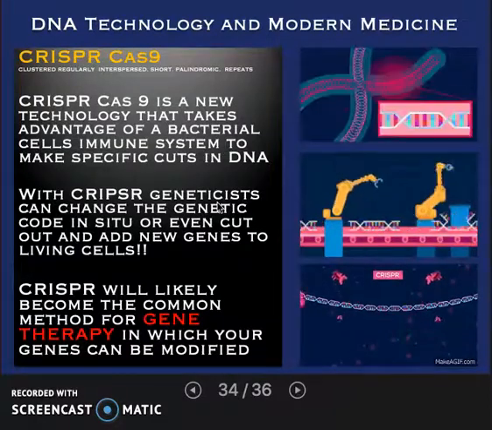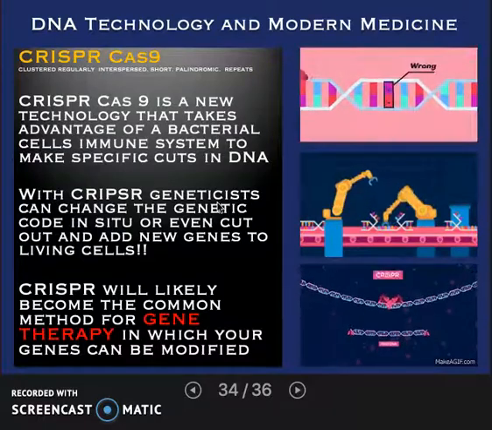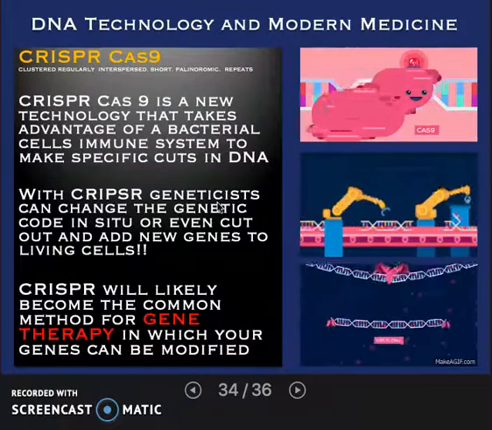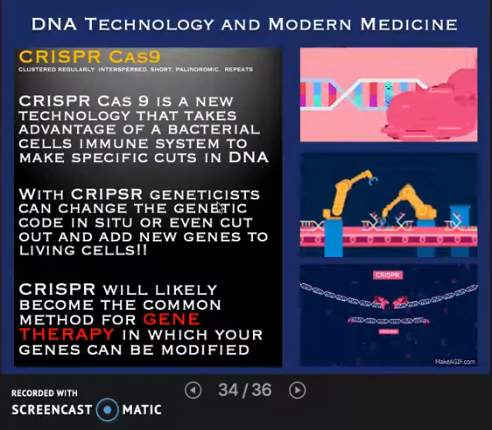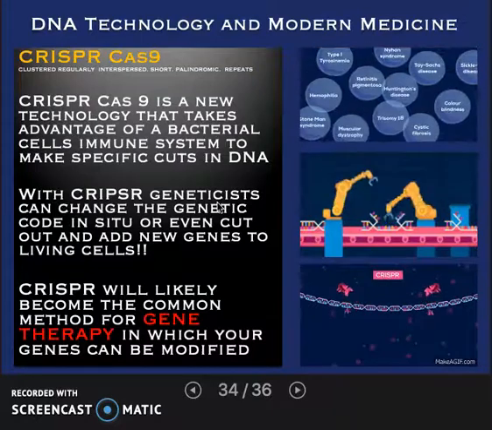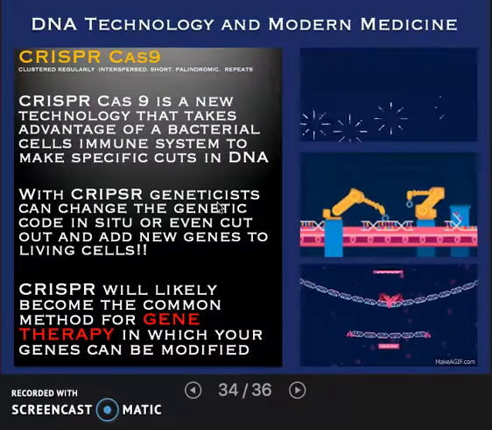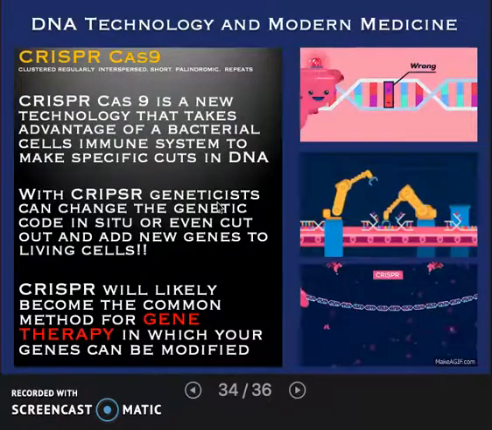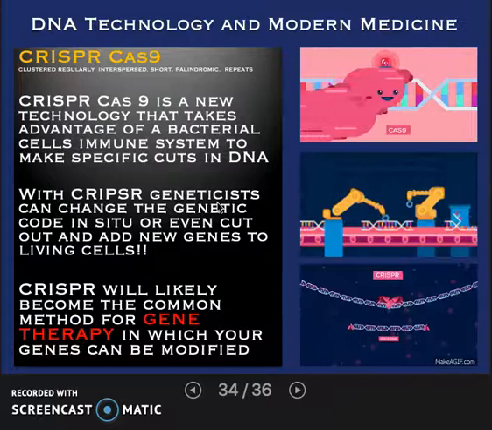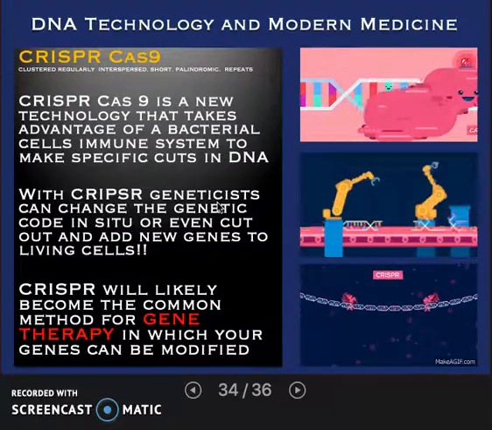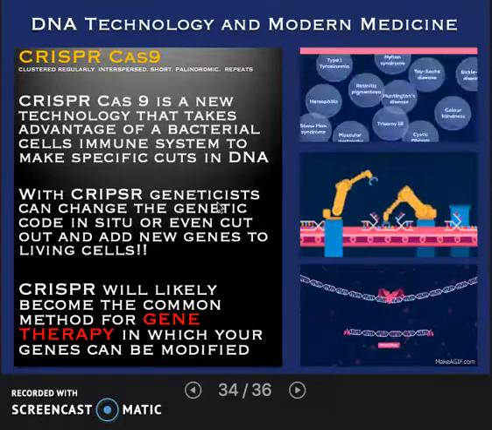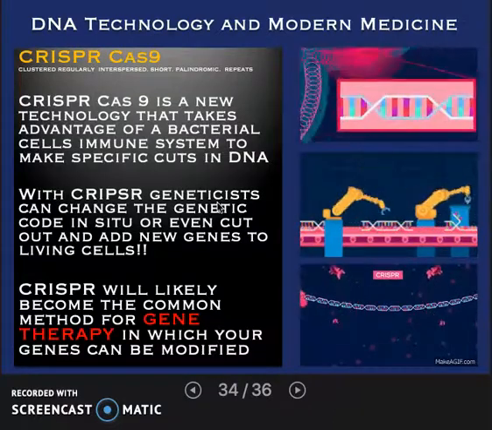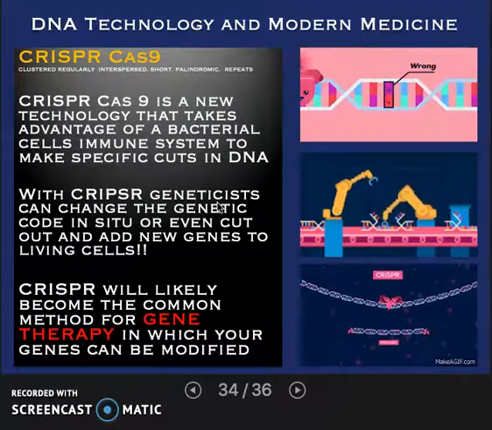And CRISPR stands for Clustered Regularly Interspersed Short Palindromic Repeats. And CRISPR-Cas9 is a protein found in bacteria. And it identifies viral DNA. So remember, bacteria can become infected with viruses, those bacteriophages. And so bacteria have some cool proteins that help destroy viral DNA. Now, we've taken that bacterial machinery and modified it to do things to human DNA.